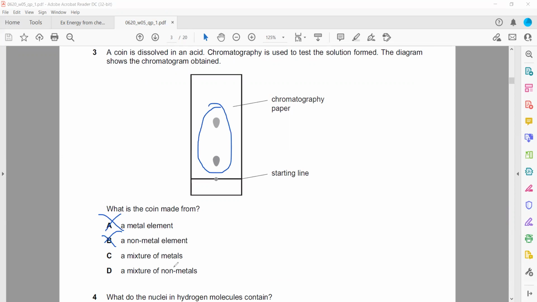And what are coins made up of? Metals or non-metals? The coinage metals are there, non-metals are not. There are only two non-metals that are not gases: 11 non-metals are gases and only one is in a liquid state. So coins are actually made from a mixture of metals. So C is the right answer.